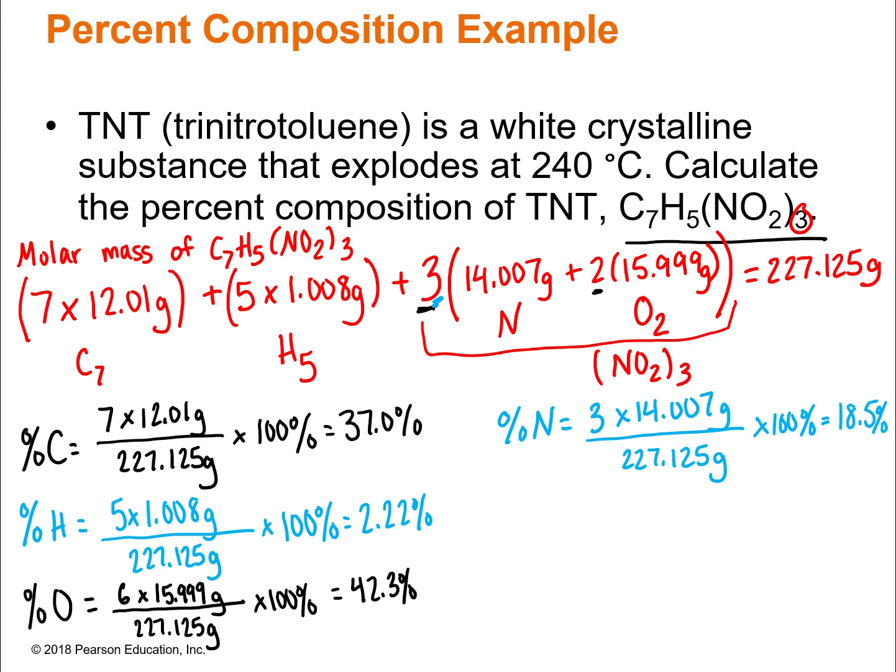And there are all the percentages. This is our percent composition for TNT. As I said on the last slide, make sure that you double check, add up your answers, make sure that they add up to roughly 100%. If it's 100.1 or 101%, that's fine. It shouldn't be 75%. It shouldn't be 110%. It should be very close to 100%.